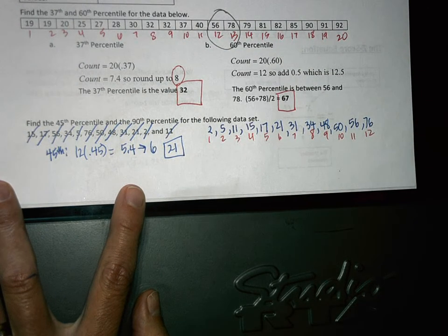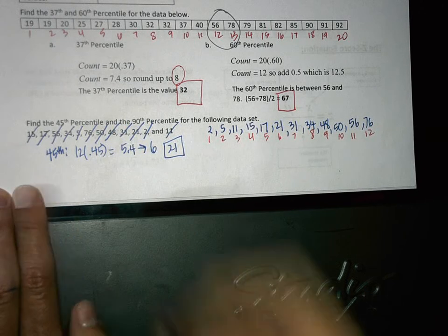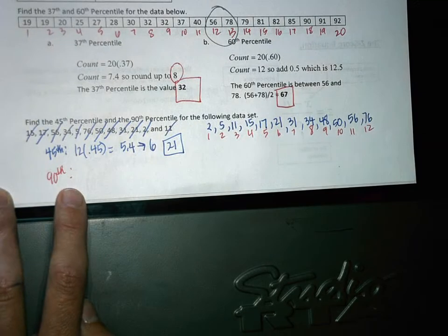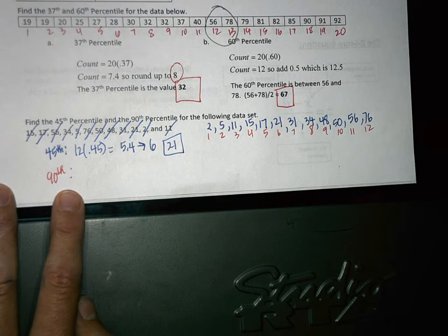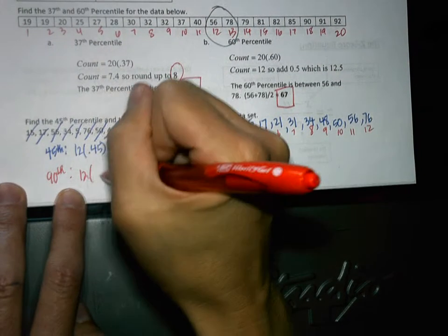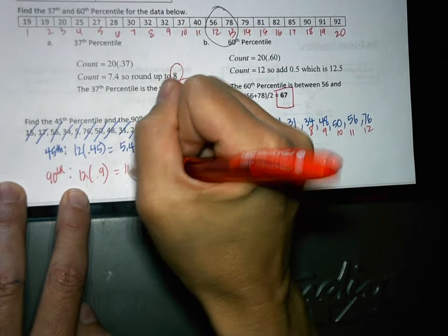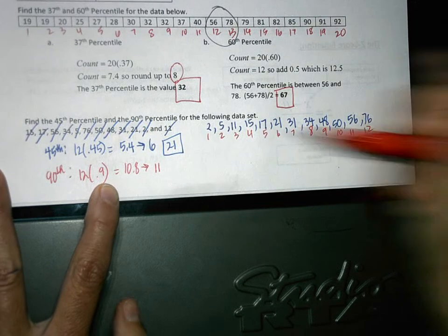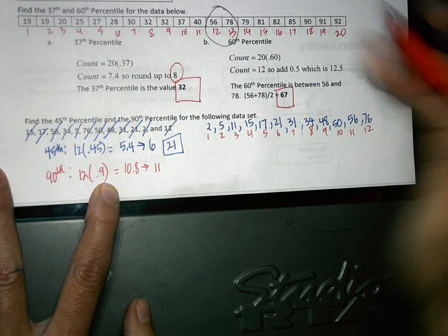Okay, so now let's find the 90th percentile. What will I do? Good, 12 times 0.9, that equals 10.8, so we're going to round that to 11. So we go to the 11th number, and it is 56.